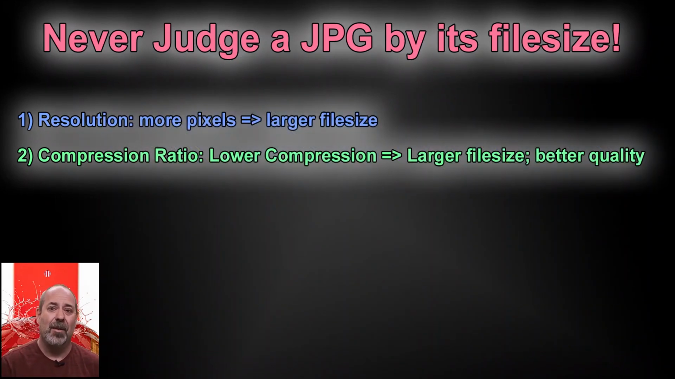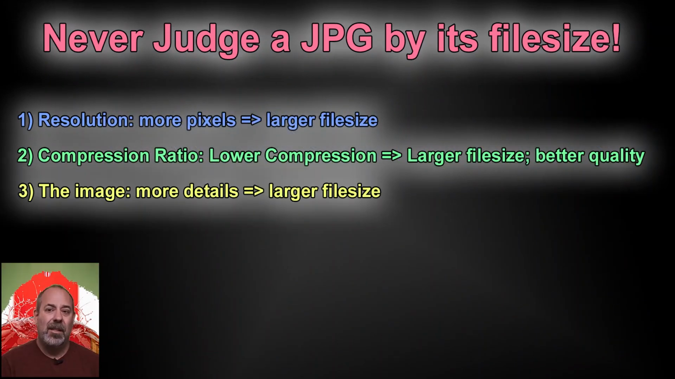Third thing is the image itself. The more details in an image, the larger the JPEG file size. If your image is of a crowd of people's faces, then the file will be large because there's lots of details. If you have a picture of just calm water and a sunset, a lot smaller file. The more details in the image, the less you can compress and maintain the details.